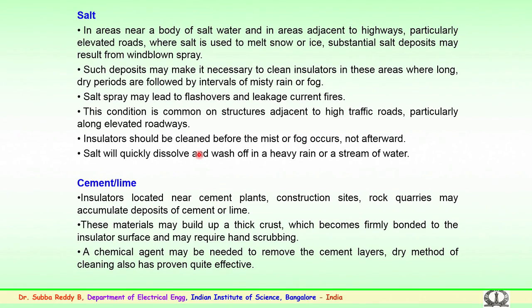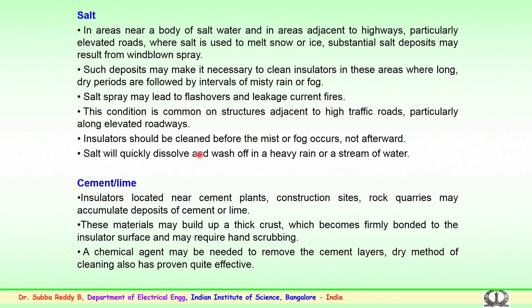Here again, depending upon the humidity conditions, because of light rain, mist or fog, the surface becomes conductive and may lead to flashover or leakage currents. Initially, where dry band and wet band formation happens, small partial arcs or scintillations occur, and further depending upon the surface conditions the flashover could happen. This condition is common on structures adjacent to high traffic roads, particularly along elevated roadways. Here the insulator should be cleaned before the mist or fog occurs, not afterwards.